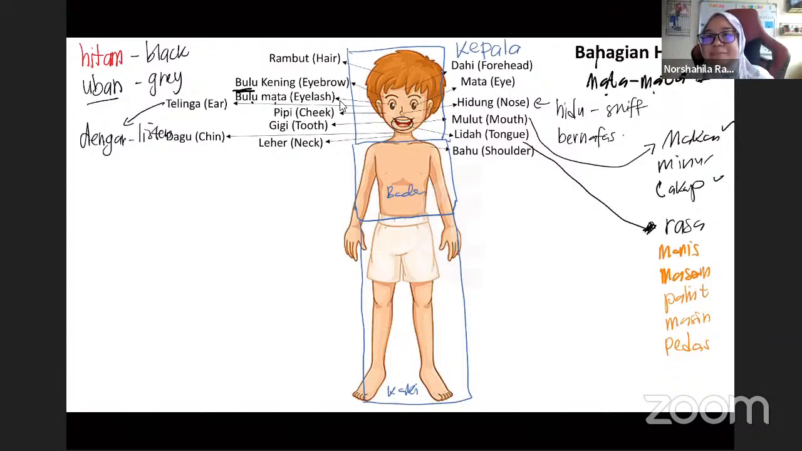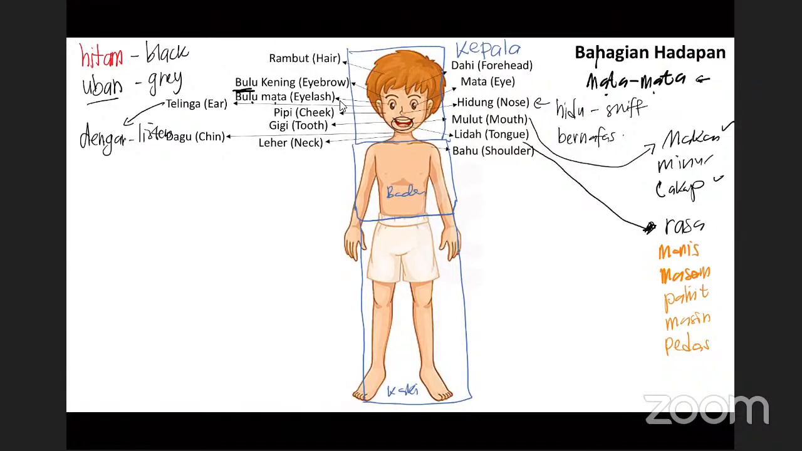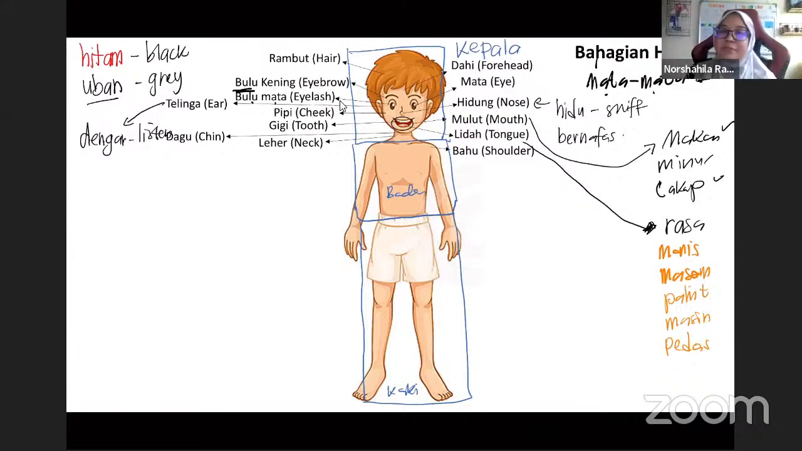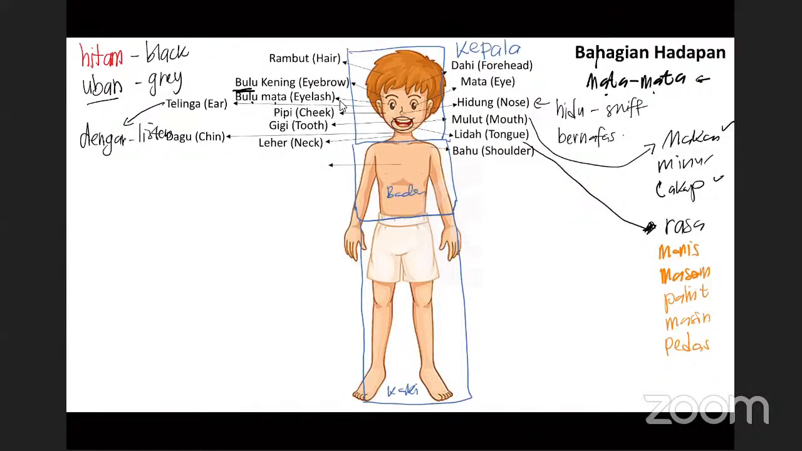So it's the same in bahasa Melayu, because as I mentioned in an earlier week, we have quite a lot of loan words from other languages. I think in Urdu, bahu is arm. Okay, bahu is arm. So in bahasa Melayu, arm we call something else.